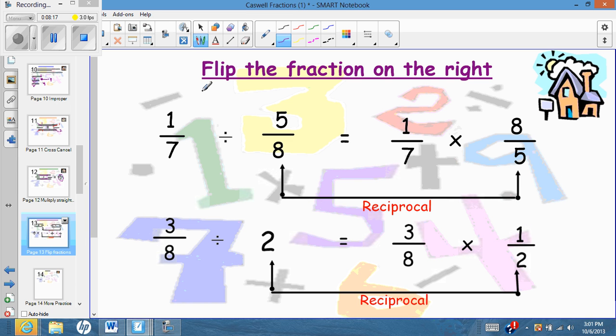Now, here, this is division. We have 1/7 divided by 5/8. You take the second fraction and you make it the reciprocal of the original fraction. That means you take this fraction and you flip it. Instead of 5 over 8, now you have 8 over 5. Okay, now I can go ahead and multiply straight across. Here, 2 is just like having 2 over 1. What's the reciprocal of 2 over 1? 1 over 2.